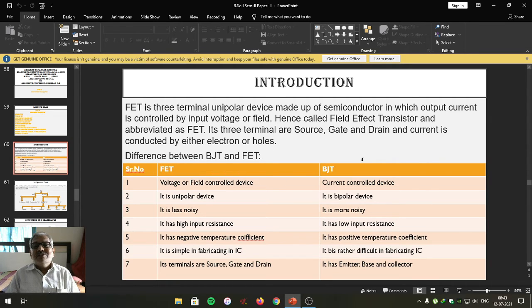So here is a FET, on the other side here is a BJT. As per whatever knowledge you have about FET now, just after introduction, we can say FET is a voltage or field controlled device. This is because output current is controlled by means of an input voltage or field. In case of BJT, output current is controlled by input current. So that's why it is called a current controlled device.